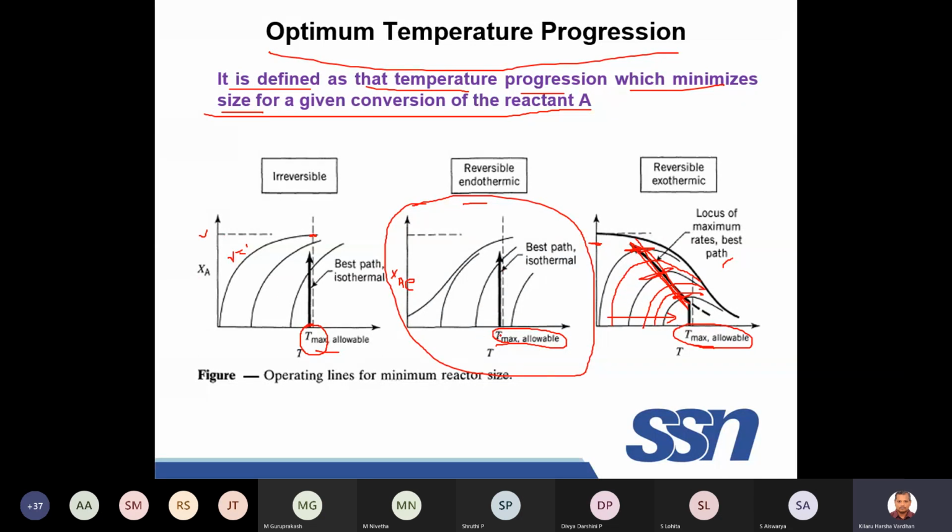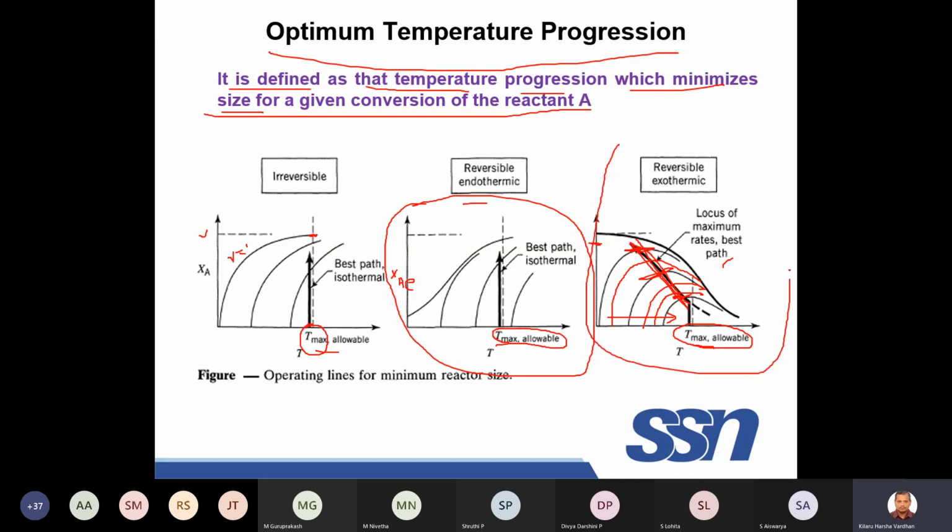Again, how the temperature will be fixed: either by materials of construction or by the side reactions. The more side reactions are coming, then you will fix to that. You want to eliminate the side reactions. So you fix a temperature. At that particular temperature, you try to operate the reaction.